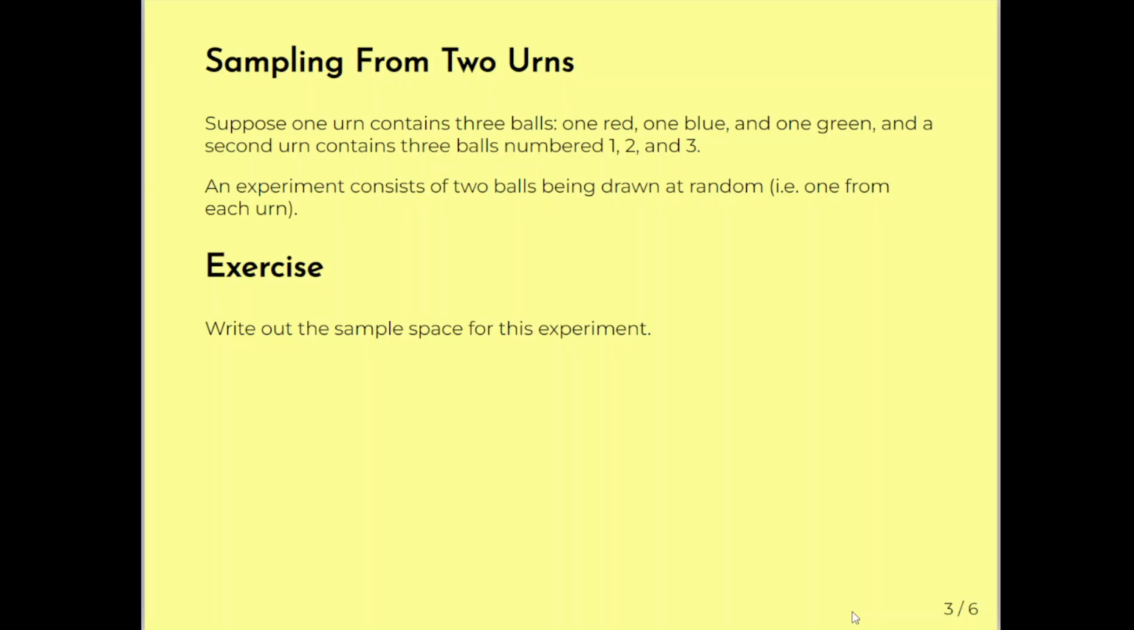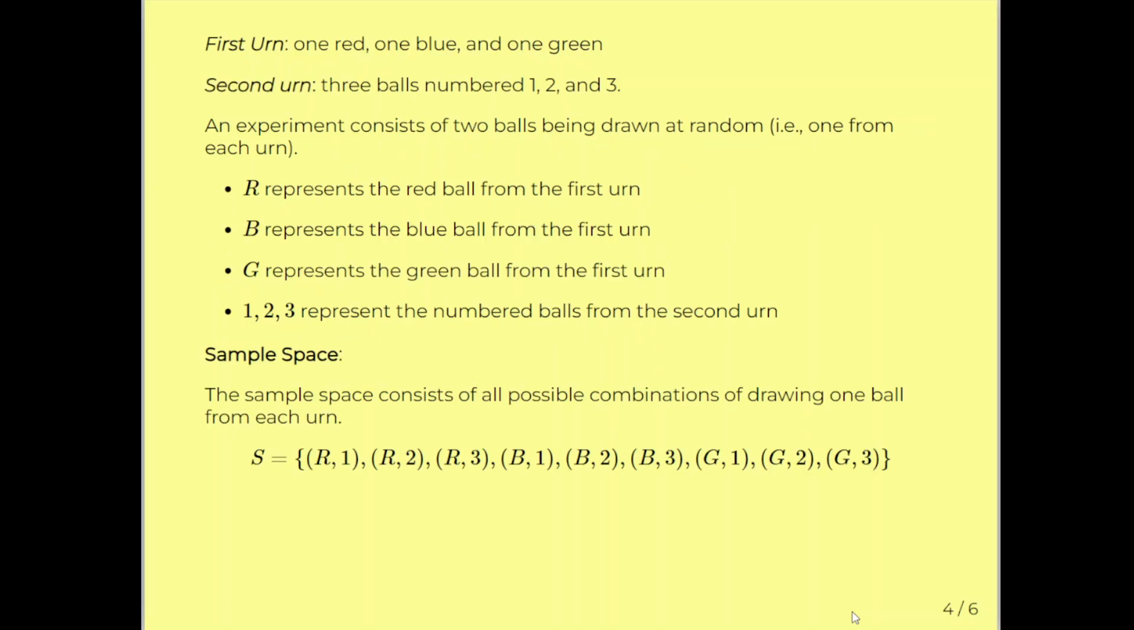The question is, write out the sample space for this experiment. So this is just a quick question to get you used to all this stuff. So for the first urn, just recall that we have one red, one green and one blue, or one red, one blue, one green if you prefer. So one of 3 colours, and we have a second urn, 1, 2 and 3. So the experiment consists of 2 balls being drawn at random, one from each urn. That's just a recap of what we're told, which is a short question, but we still have to do it.